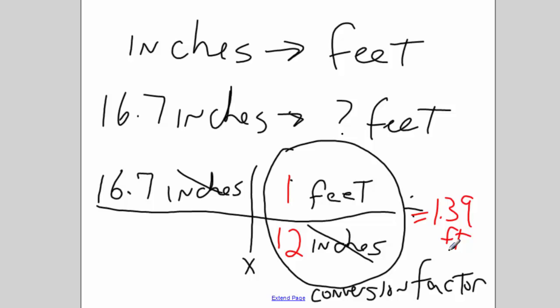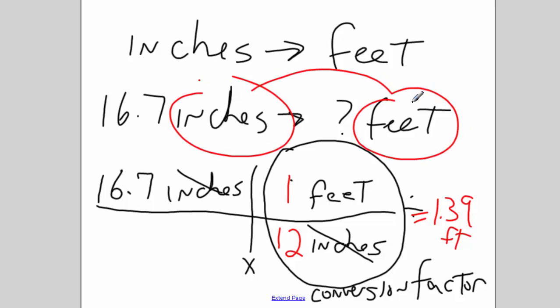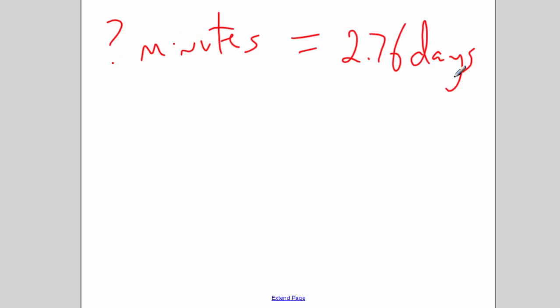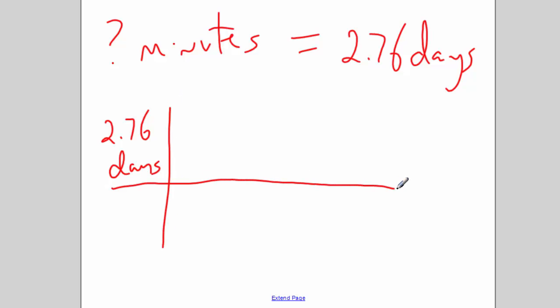Now the beauty of dimensional analysis is I could actually just keep going. Every conversion factor does not have to be from the given to the unit I want the answer in. I could do several steps to get there. Let's say, for example, how many minutes in 2.76 days? Okay, so again, my given right here, 2.76 days. Off the top of my head, I have no idea how many minutes are in a day. So I'm not going to make my conversion factor days to minutes.